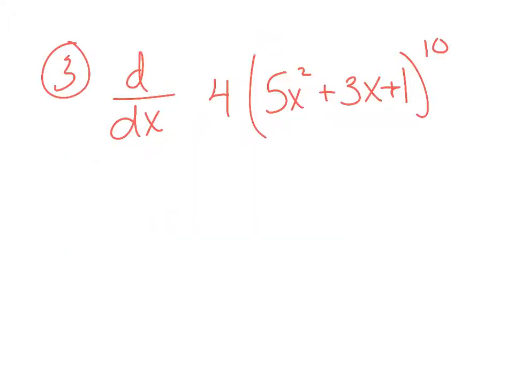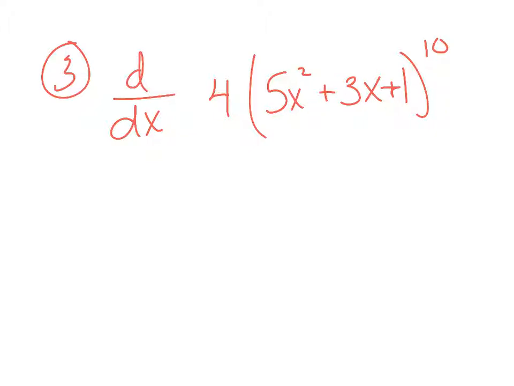Example 3. So we're going to derive the derivative of 4 times the quantity 5x squared plus 3x plus 1 to the 10th. So just in case your gut wanted to take this 4 and multiply it through, I just want to remind you that's incorrect because all of this here is being raised to the 10th power. So you would have to multiply that out 10 times and then multiply by 4. So just to be clear, you cannot distribute that 4.